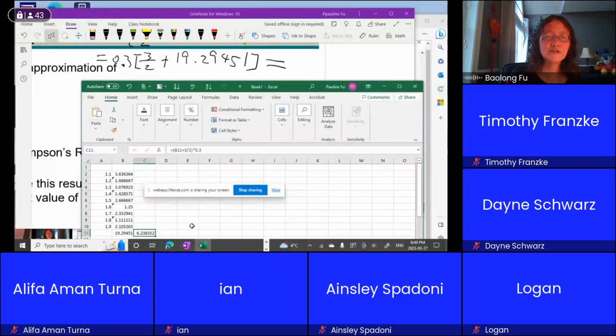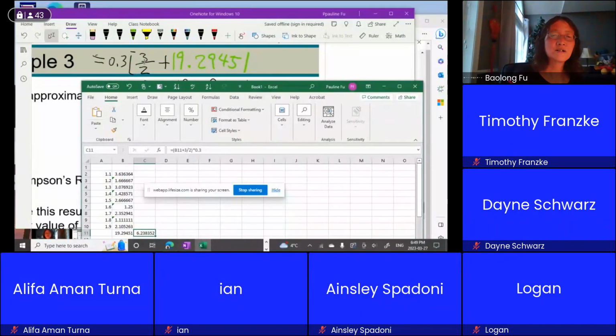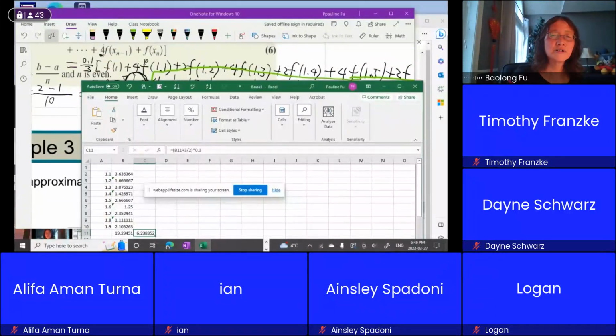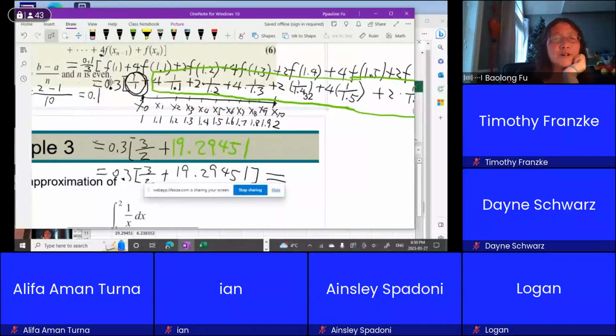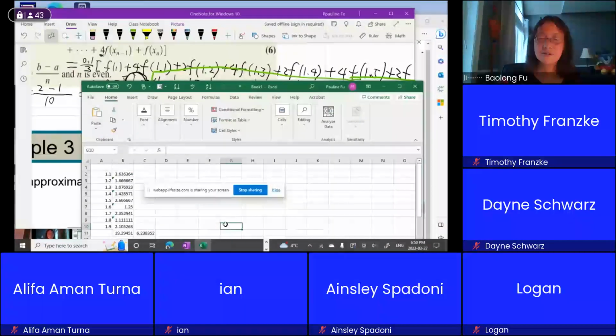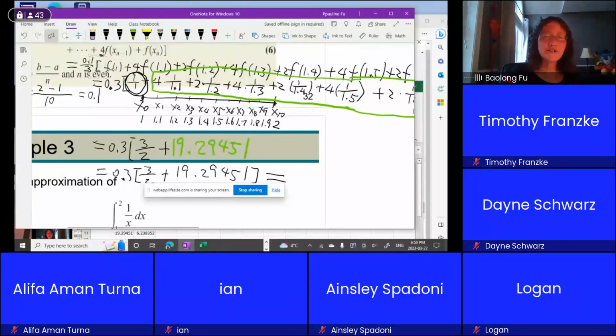Looks like I didn't do it correctly. I will find out why. Oh, you know what? This is 0.1 over 3. I did this part wrong. So 0.1 over 3 is not 0.3. 0.1 divided by 3 is 0.0333. I made a mistake here.